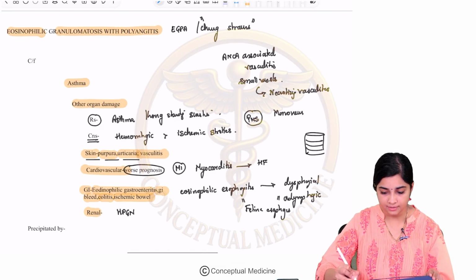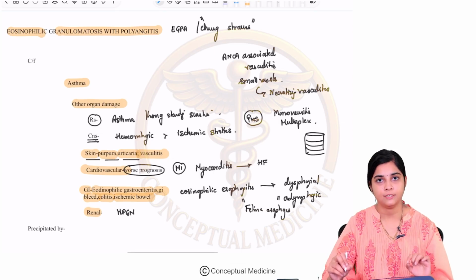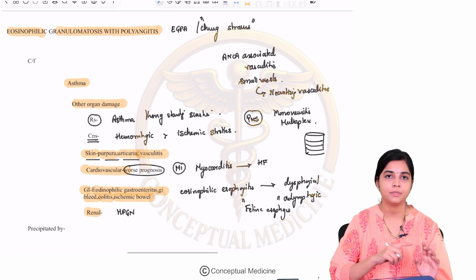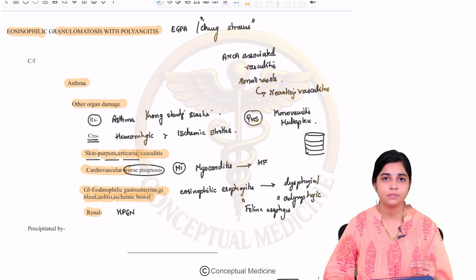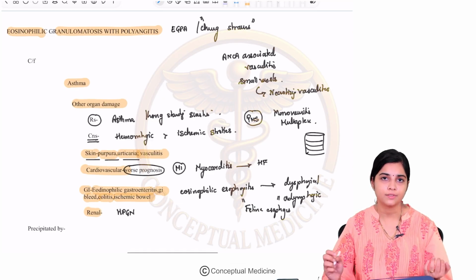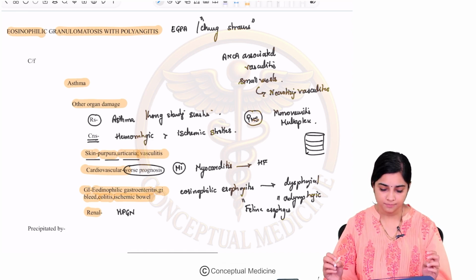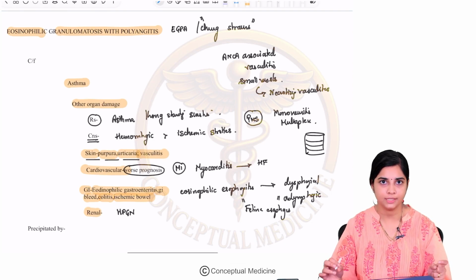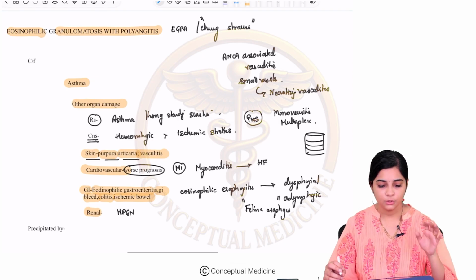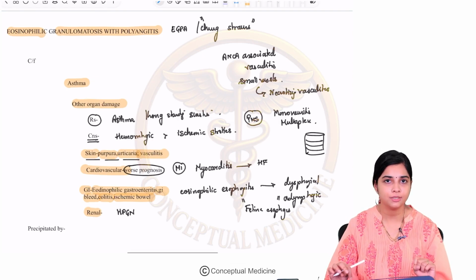mononeuritis multiplex, where you have multiple nerves which are getting affected. So, one particular nerve may be the median nerve, and then you can have ulnar nerve involvement, you can have sciatic nerve involvement. So, you can have varying degrees of weakness because of mononeuritis multiplex because of your vasculitis. Then you can have purpura, cardiovascular involvement and GI involvement and renal involvement. Okay. So, this is about the various clinical manifestations which can be seen in EGPA.